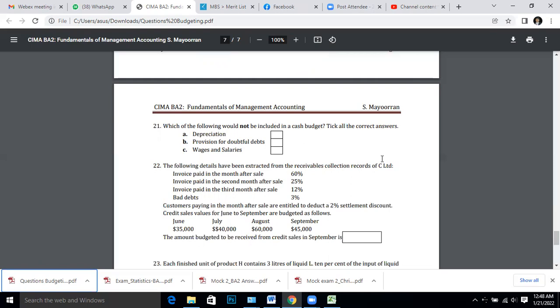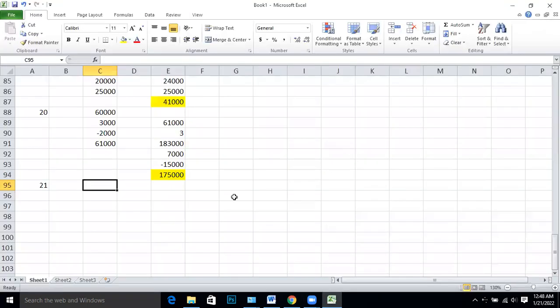Wages and salaries, that is included. So which of the following would not be included in the cash budget? Depreciation, provision for doubtful debts, A and B. A and B. What we do, the bad debt allocation, we don't show that as a separate cost item, right?